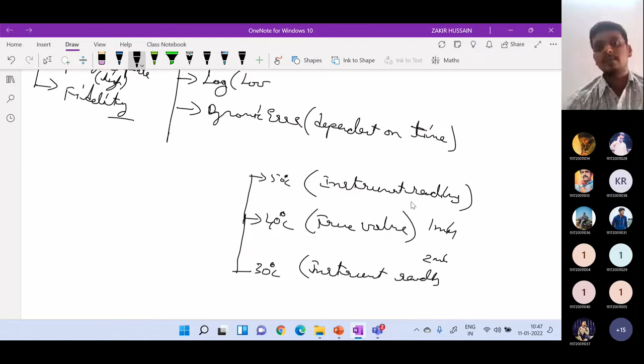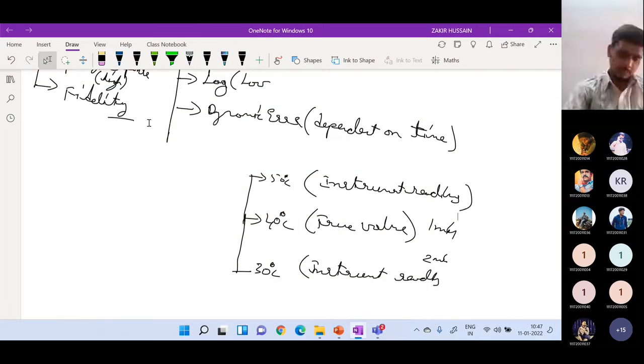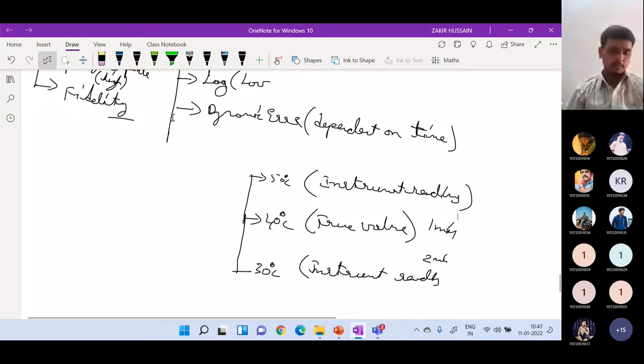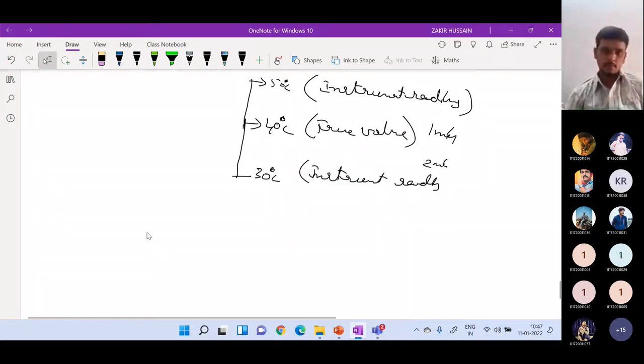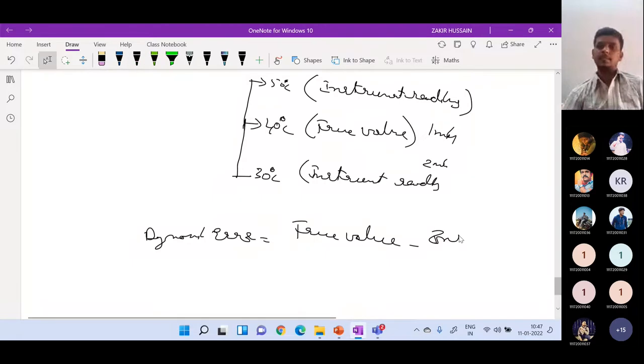But the difference between static and dynamic is that static error is independent of time and dynamic errors are dependent on time. That's the only difference. So we can write: dynamic error is equal to true value minus instrument reading. Here the true value is a function of time.